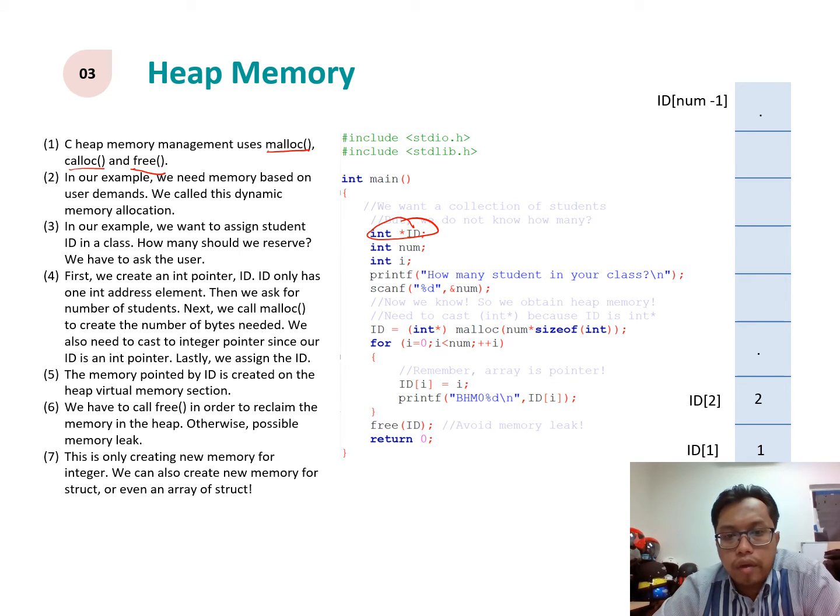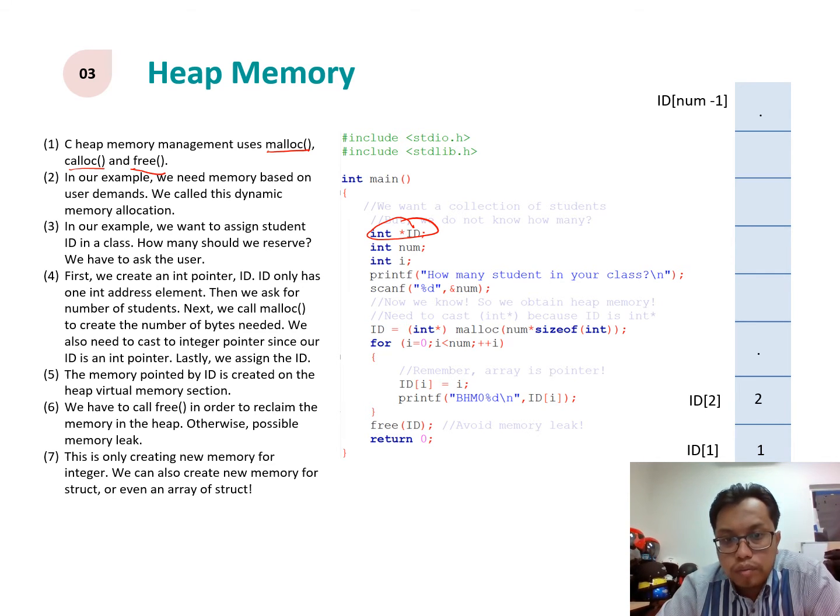Now we want to allocate the memory based on how many students are in the class, which we ask the user. We want to store the ID of the students, and we want to allocate memory only for as many students as there are in the class.